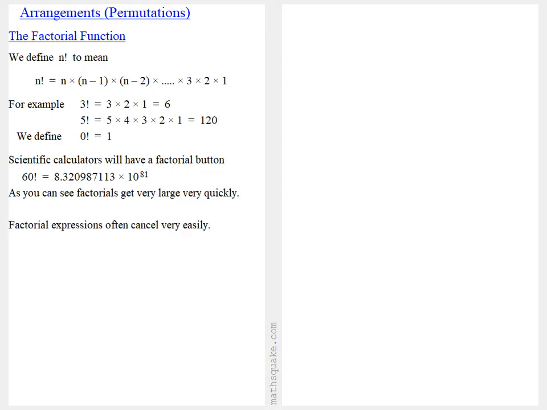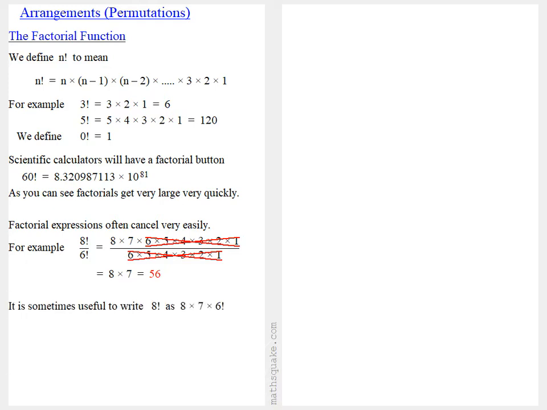Now fortunately, factorial expressions often cancel very easily. We're quite often going to end up with things like 8 factorial over 6 factorial. Now 8 factorial is 8 times 7 times 6 times 5 times 4 times 3 times 2 times 1. And 6 factorial is 6 times 5 times 4 times 3 times 2 times 1. But a lot of that cancels. And we're left with just 8 times 7, which is 56.